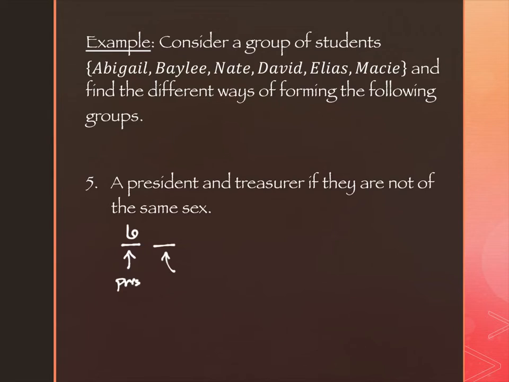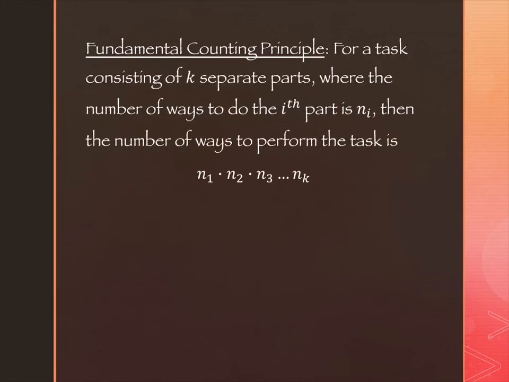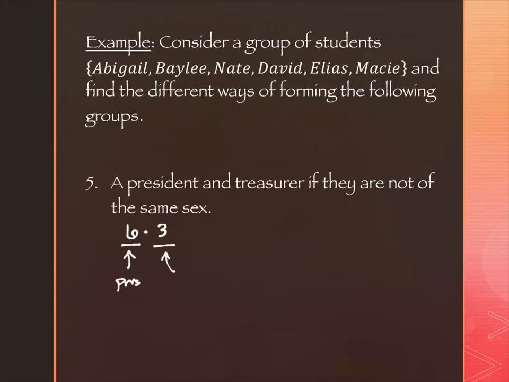Once I've chosen this person, in this scenario, I have the same number of boys and girls. So once I've picked that person, I eliminate everyone else of that same sex from being chosen for the next position, correct? Yeah. So how many choices do I have for the treasurer? 3. Because there are 3 people of the opposite sex. And the fundamental principle of counting says I'm going to multiply these results together. So we have 6 times 3, which gives me 18 ways.